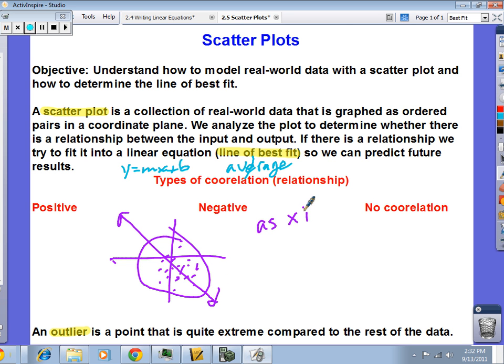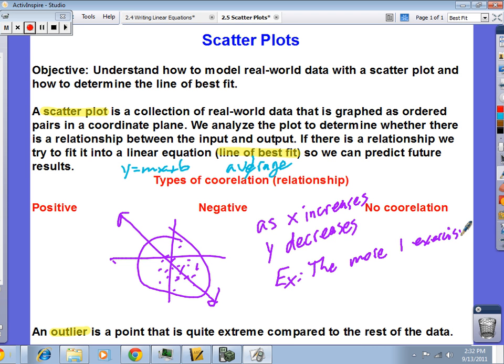So as x increases, what's happening to y? Y decreases. So one goes up, the other goes down. So what would be an example of a negative correlation? Write this down: the more I exercise, the skinnier I get. So if I spend more time exercising, what's happening to my weight? It's going down. So the more that I exercise, the skinnier I get. One goes up, one goes down.